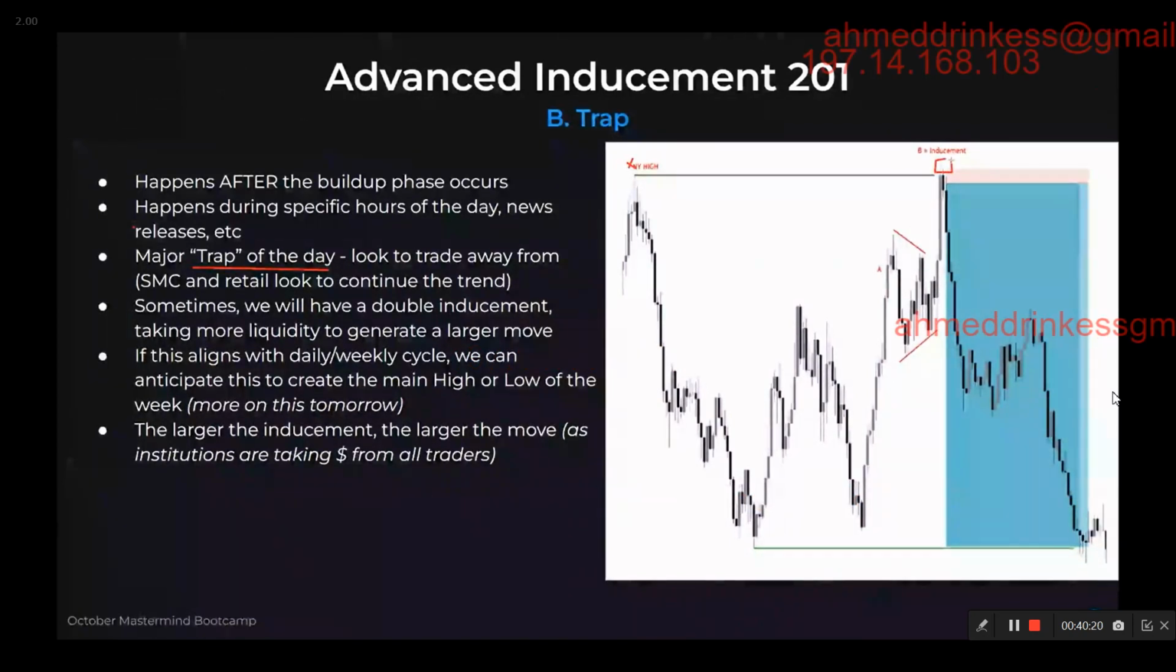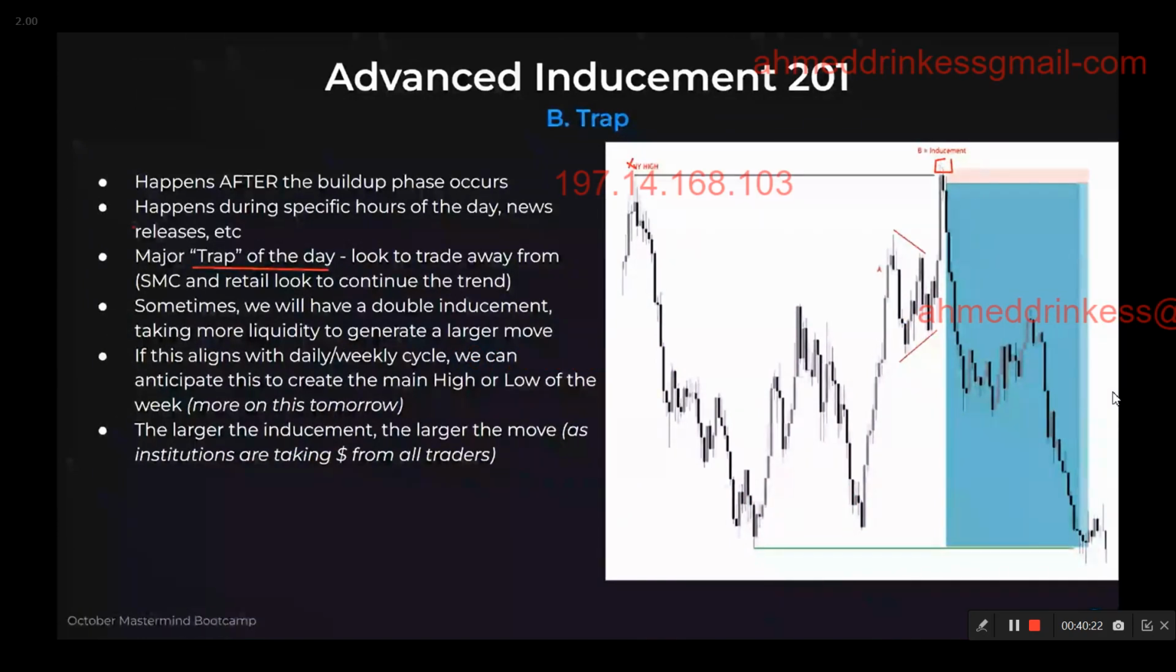That's that false BOS, right? It's just an inducement that's collected to induce traders into the wrong direction. And then you simply look to trade away from the trap. Trade away from the trap.